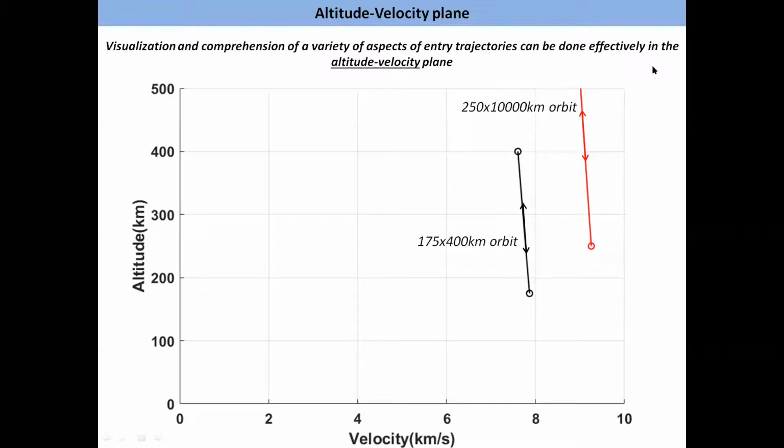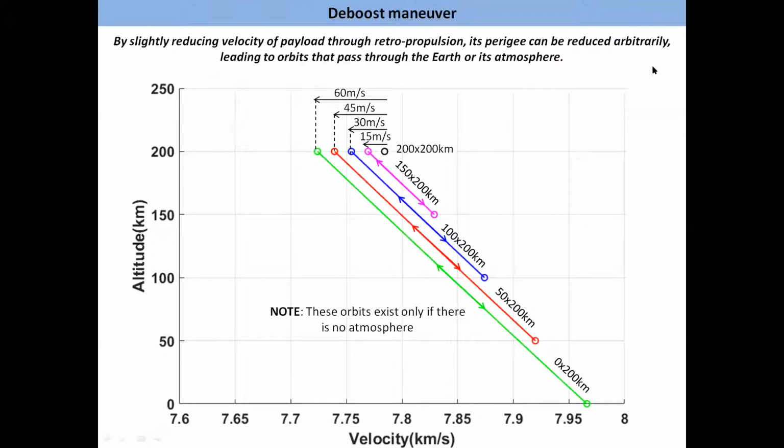Now, an elliptical orbit, since it moves between its apogee and perigee, where at apogee it has the lowest velocity and at perigee it has the highest velocity, appears as a line in the altitude velocity plane, with the satellite moving up and down the line continuously. So that is how it would appear. Now, when you do a deboost maneuver, what basically happens is you're slightly reducing the velocity of the payload through some retropropulsion using a small amount of propellant. By doing that, you can reduce its perigee arbitrarily.